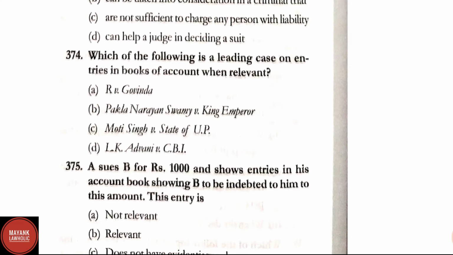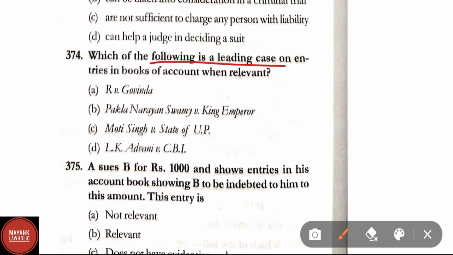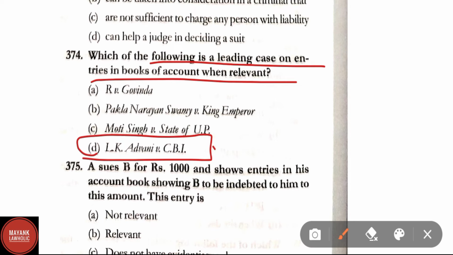Question number 374. Which of the following is a leading case on entries in the books of accounts when relevant? Correct answer is option D, that is L.K. Advani versus CBI.